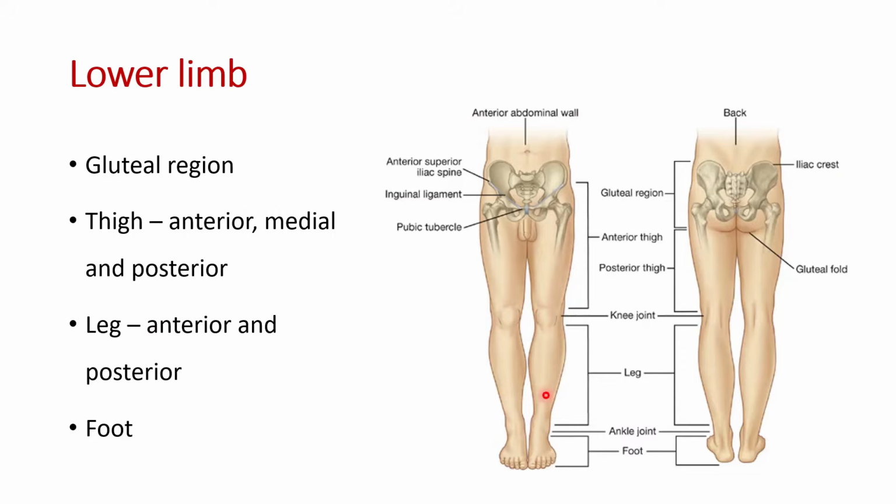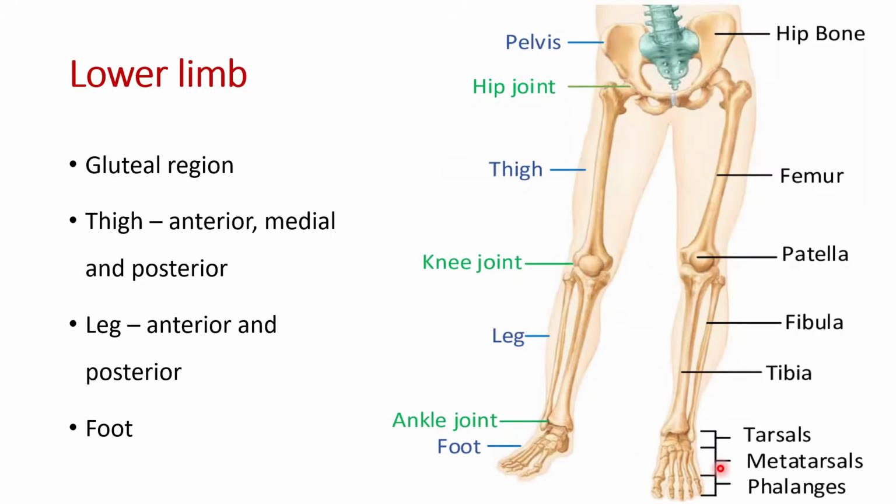And then the leg is the leg here, anterior aspect of the leg and the posterior aspect of the leg. It will be divided into two, anterior and posterior. And then you'll have the foot. This is a foot. This is a dorsum of the foot. And then you will have now the plantar aspect of the foot. Of course, each region will contain muscles, dermatomes, innervation, blood supply, and other things.